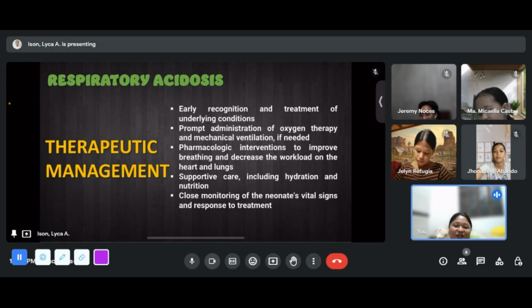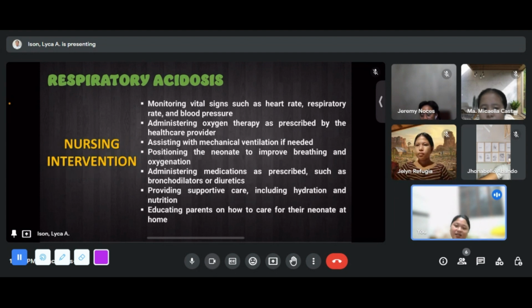And close monitoring of the neonate's vital signs and response to treatment. So, mahalaga tong close monitoring ng neonate's vital signs kasi kasali dito yung oxygen, yung blood. Siyempre, di ba, yung pulse natin, pag bumibilis siya or bumabagal, yung oxygen kung bumababa siya o tumataas. Kaya, importante talaga yung vital signs dito sa acid-base balance. So, the nursing intervention naman dito is monitoring the vital signs, yun pa rin, such as heart rate, respiratory rate, and the blood pressure.